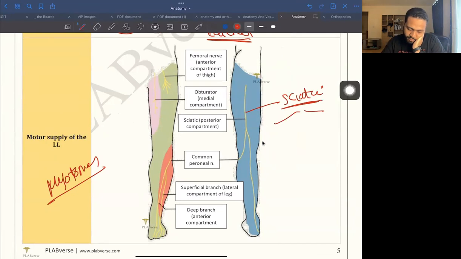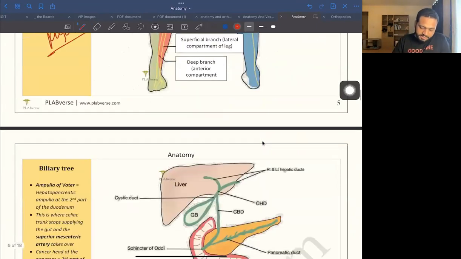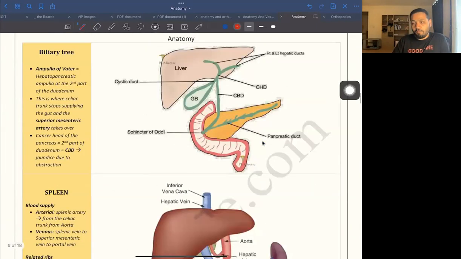One of them is the common peroneal nerve, and the other is called the tibial nerve, all right? So it's basically the tibial and common peroneal nerves, and it divides at the upper border of the popliteal fossa, all right? So these are just quick topics from the lower limb.